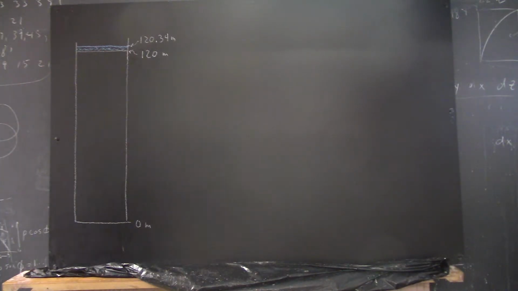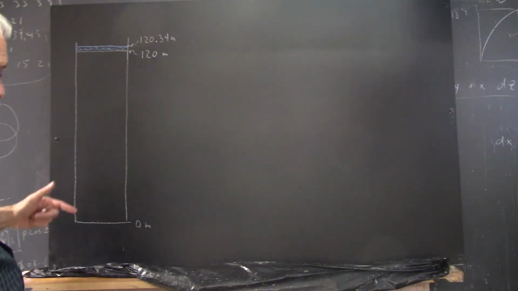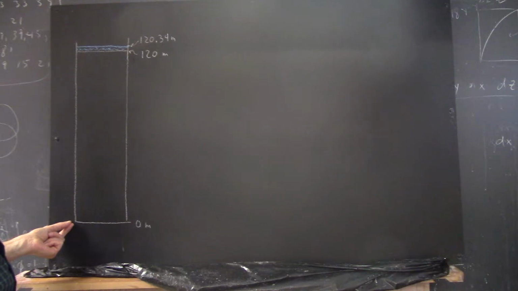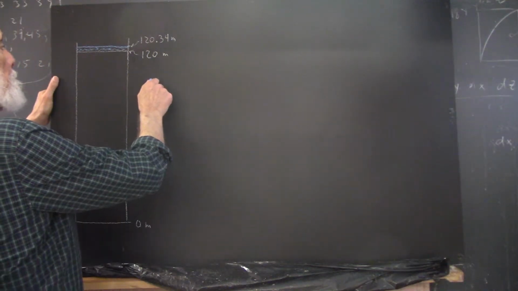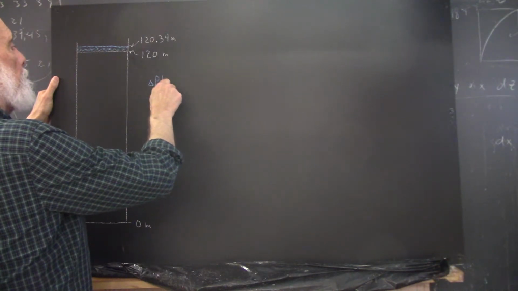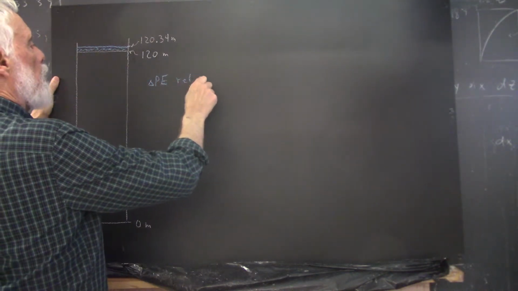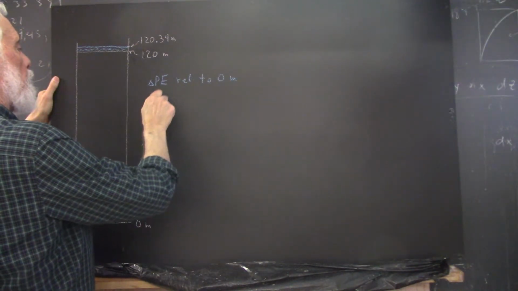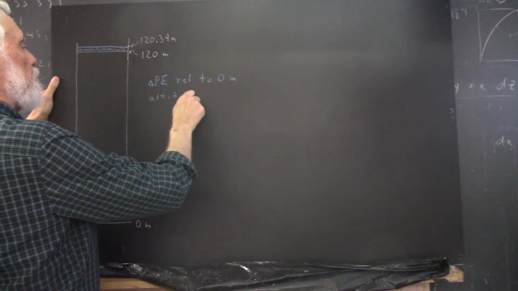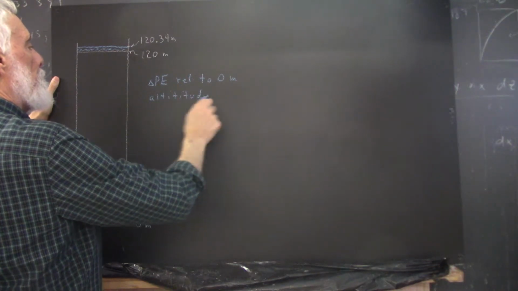Now my question is, how much did the potential energy change when we pump this in? Potential energy relative to the 0 meter position, if we wish, because in a minute we're going to open a valve down here and let the water flow out at this point. So that the delta PE relative to 0 meter altitude is what?